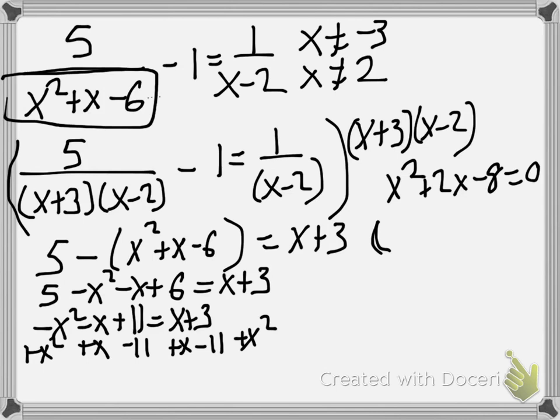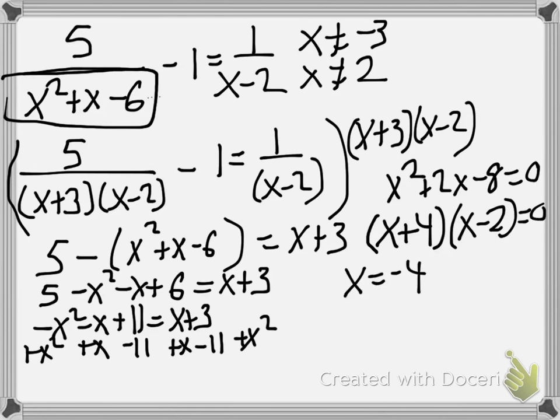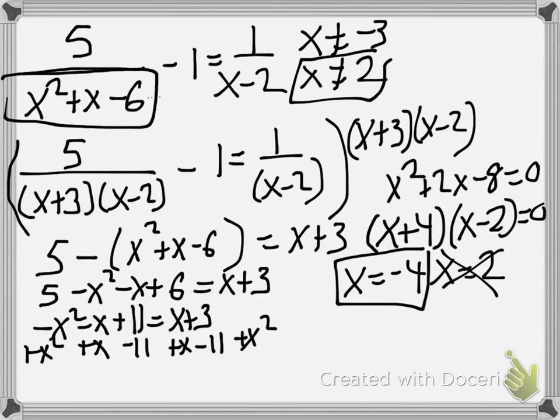Okay, so that gives me x plus 4 times x minus 2 equals 0. So in that case, I get x equals negative 4, and I get x equals 2. But what did we say up here? X cannot equal 2, so that's gone. So the only possible answer I have is negative 4. And I'm going to leave that check up to you just to prove that negative 4 does indeed make this problem true. Alright guys, that's it for today.